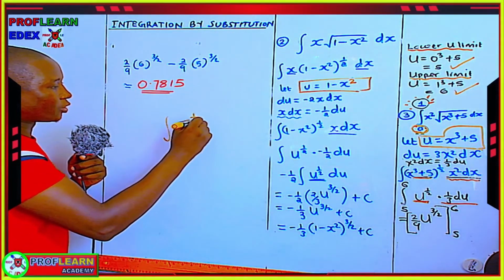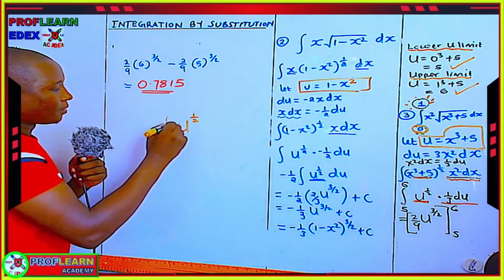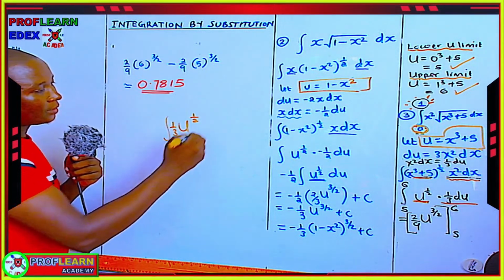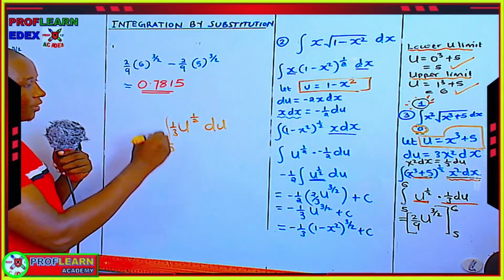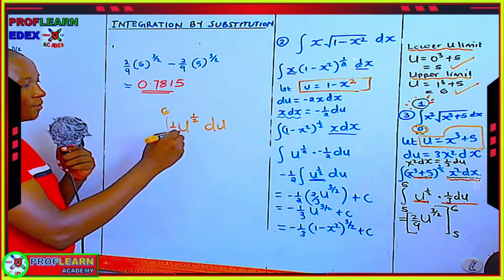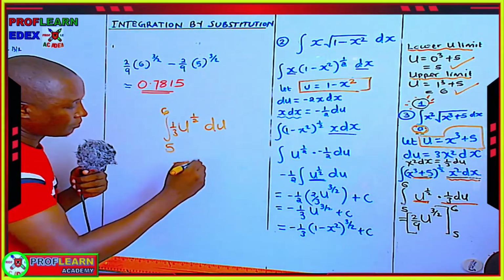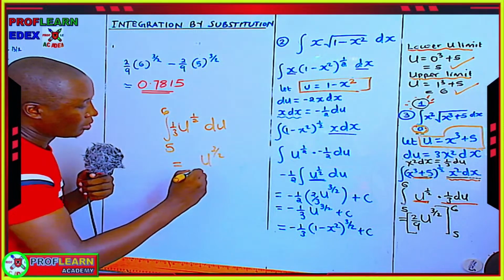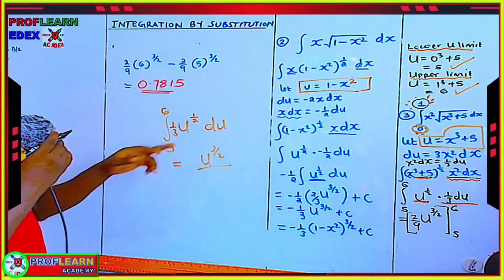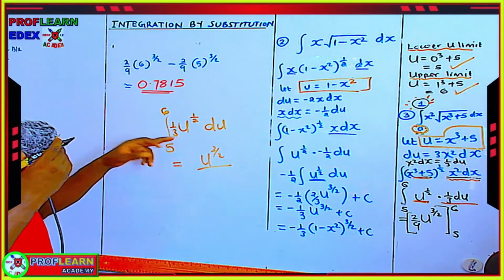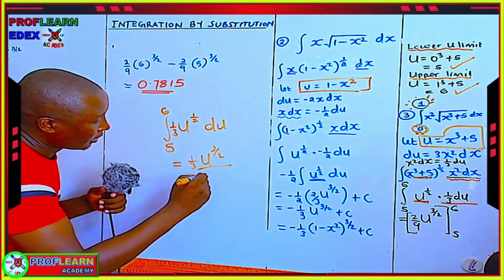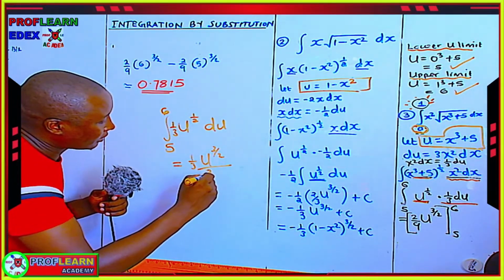Integrating this, we're going to get u raised to power 3 over 2 over what? Over the constant. But this is 1 over 3. So you'll be having 1 over 3 and you'll be having 3 over 2 here. So if you divide these two, that's where we are getting the 2 over 9 from. Okay? So it will be 2 over 9 u raised to power 3 over 2. Then we substitute the limits and our final answer is going to be equivalent to 0.7815.